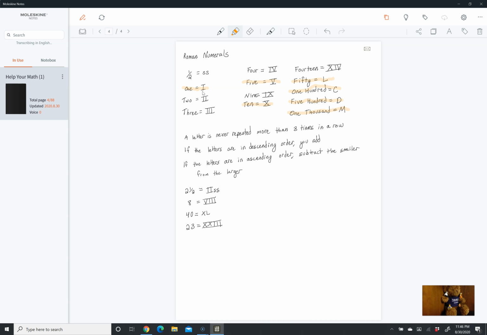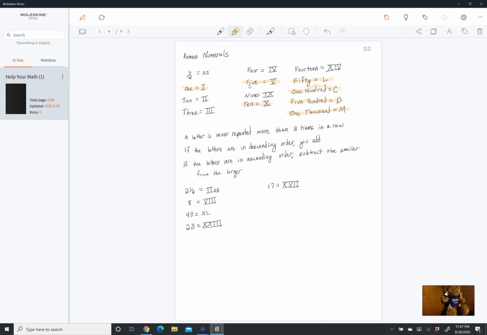Okay, let's do some more. Let's do 17. So 17, the number that comes before it of these that are highlighted is 10. Okay, 50 is too high, so it's 10. So 17 requires 1 10. We're okay with that. Then we have 7 left over. So we have a 5. That's okay. And then we only have 2 1s. So that's okay. X, V, I, I.